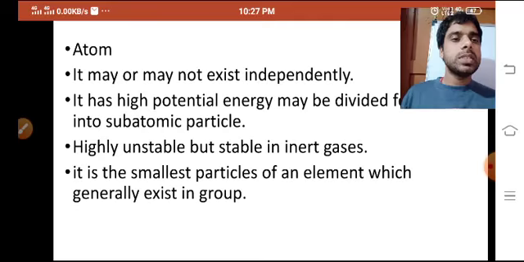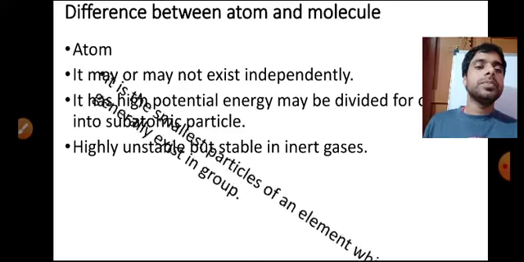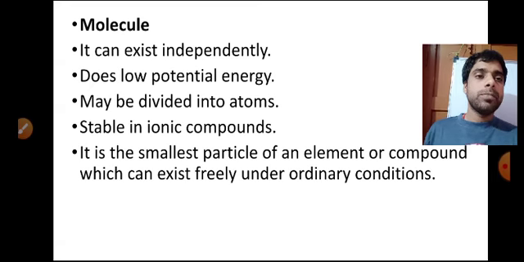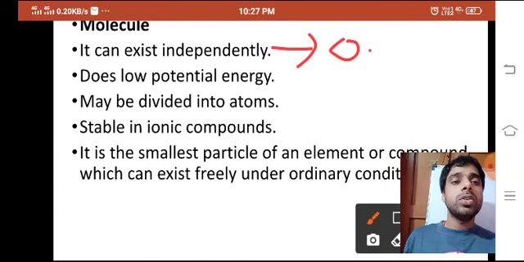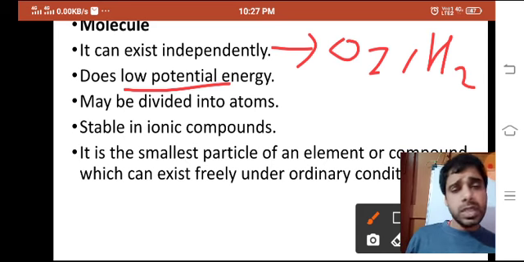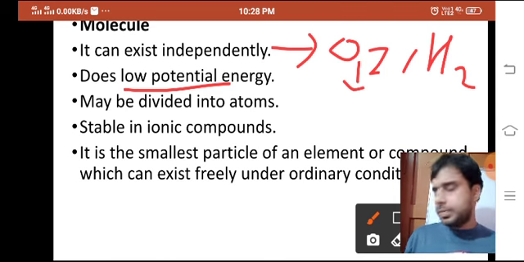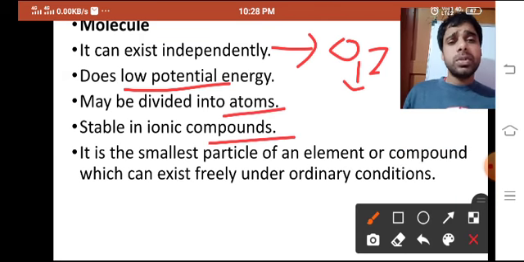We have discussed lots of this. The smallest particle, that one is atom. Okay? So one by one you can see here. And now molecules: molecules will exist independently, because molecules means H2, O2, Cl2. Previously I have said that one is just stable. Does it have low potential energy? Yes, this one has the low potential energy. And O2, if I break that on some condition, it can break down into atoms also. So it is divided into atoms. Stable in ionic compound. Yes, in the ionic compound it will be stable.